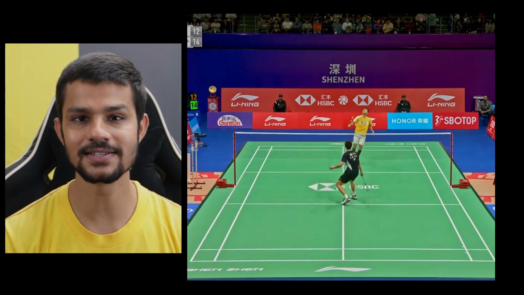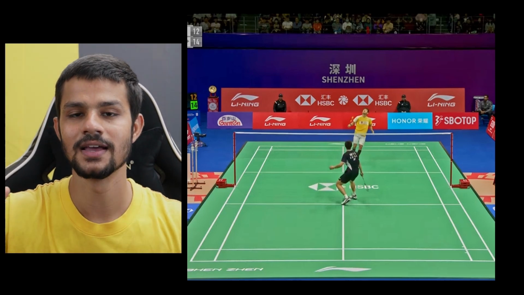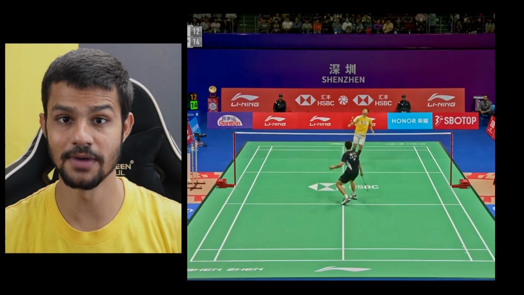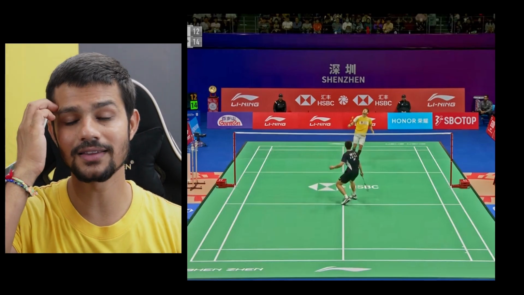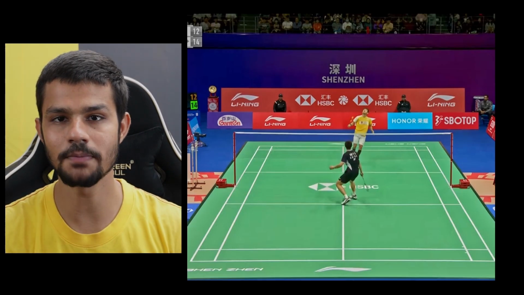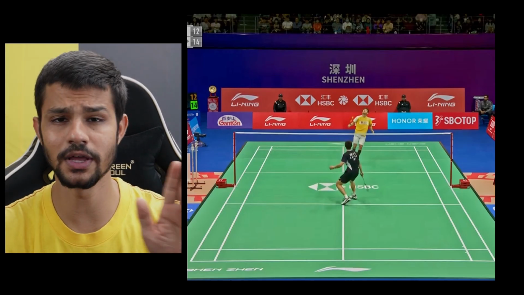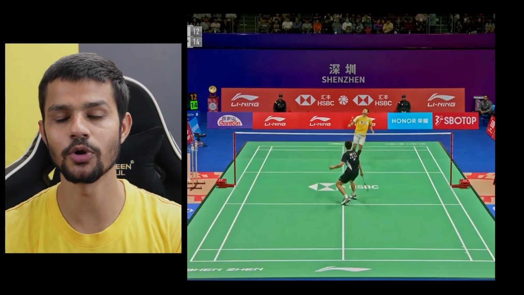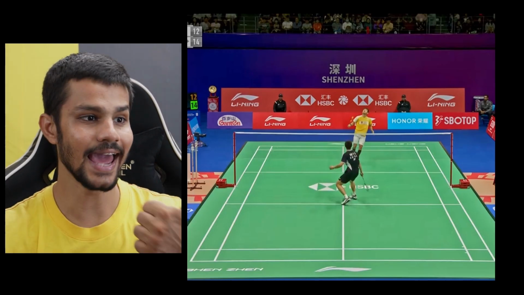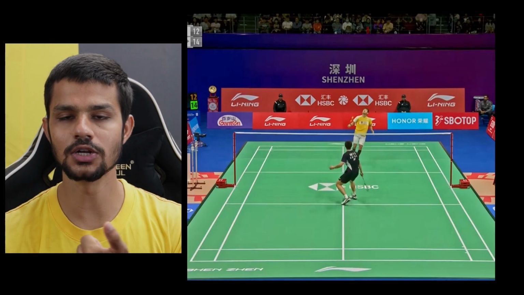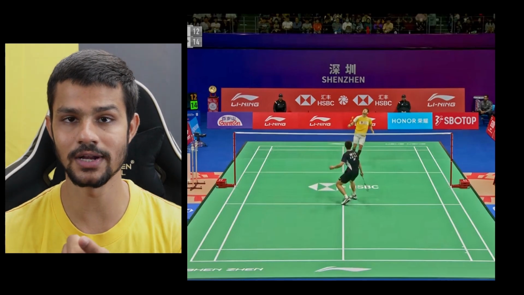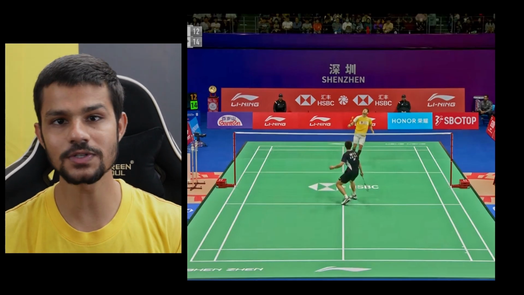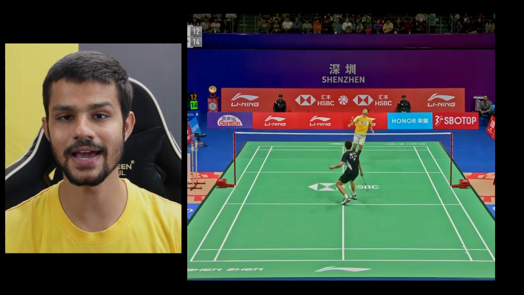But in singles, there are so many places where you can do lifts and your opponent doesn't have a chance to do a smash. Okay, but what are the advantages of doing parallel gameplay in singles that both players are doing in this first set? First of all, you are not giving your opponent a chance to do smashes. Of course Shi Yu Qi knows that Sen Lakshya is a naturally attacking player, and the same goes for Sen Lakshya too. He knows that Shi Yu Qi is a naturally aggressive player.